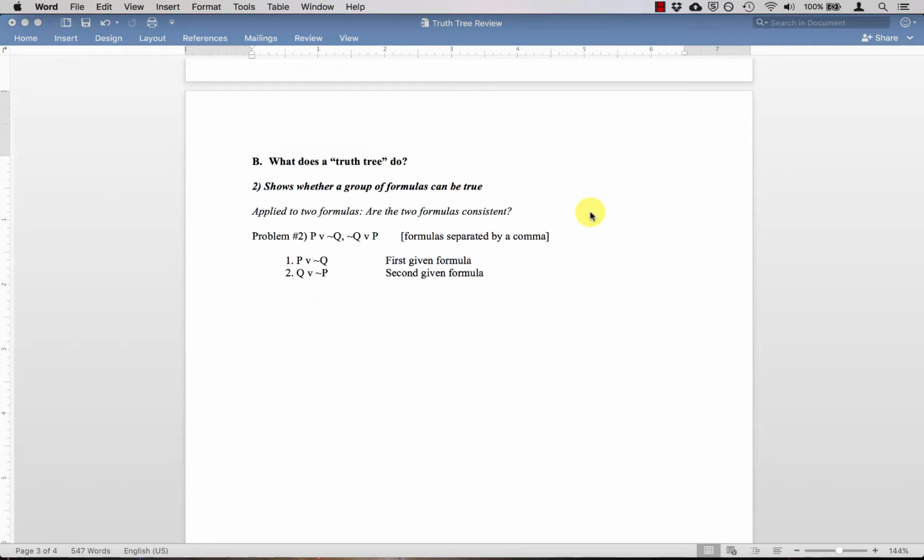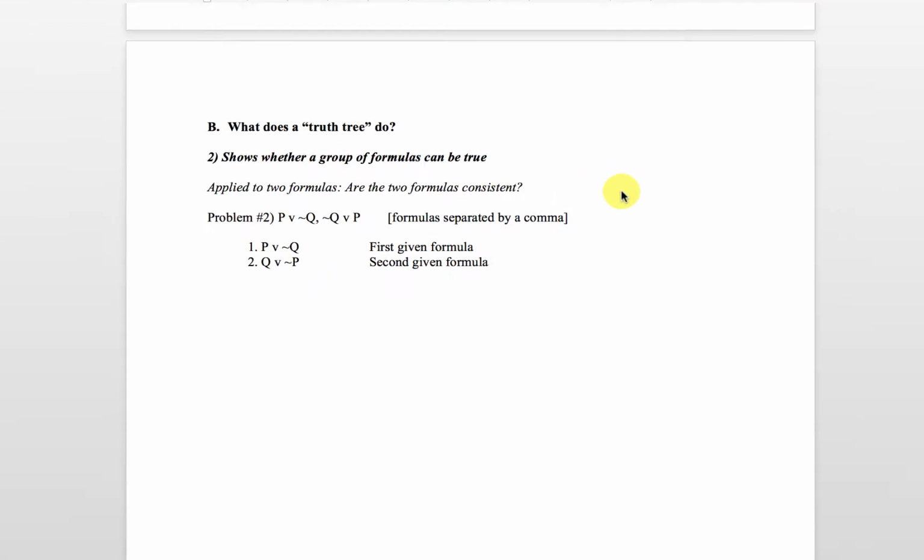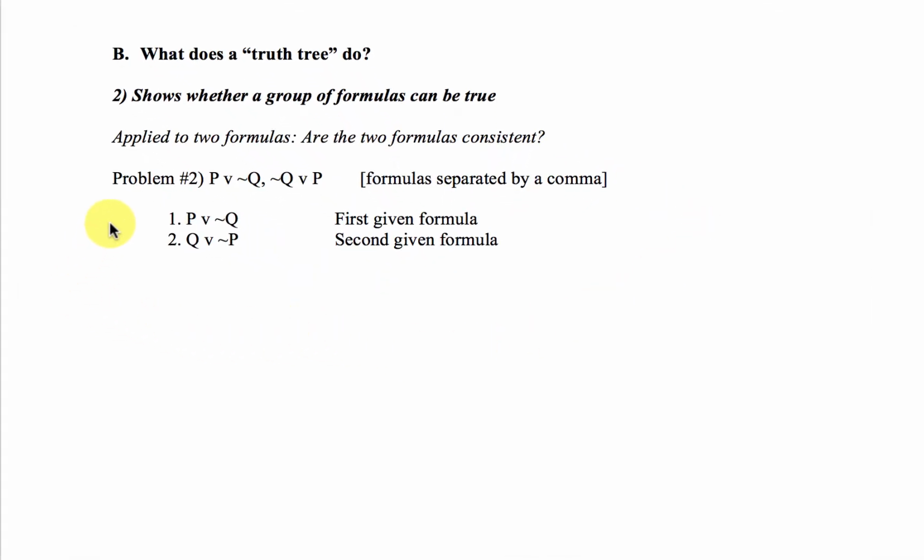So let's now apply a truth tree to a group of formulas. Here I have an example of a group of formulas that has two formulas. They're separated by commas. And I've started the truth tree. First line, P or not Q. That's our first given formula. And Q or not P. That's our second given formula.